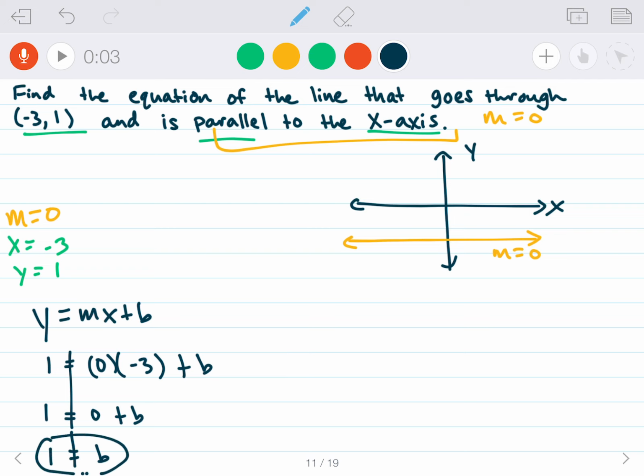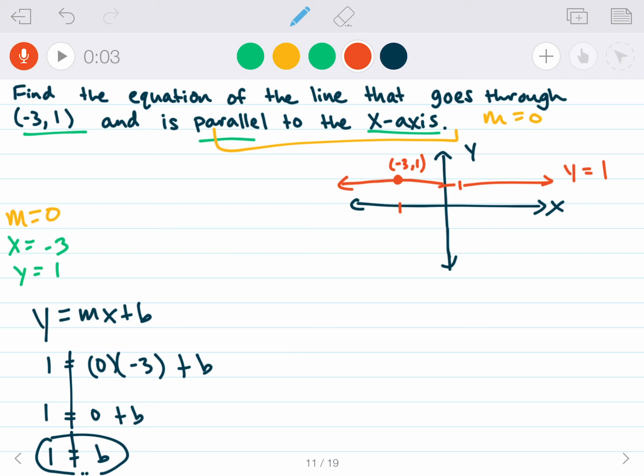Okay, so it's actually going to be not this line right here, but it's going to go through y equals 1, so it's going to be this line right here. So this line is parallel to the x-axis, and it passes through this point -3, 1. That's going to be somewhere right here. So this is -3, 1, if you can see that.